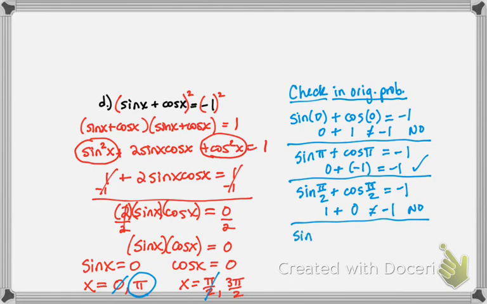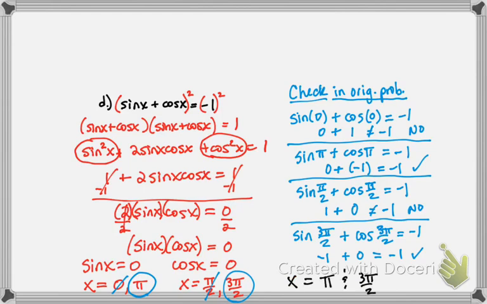So the last one is 3/2 pi. So I'm going to plug in the sine of 3/2 pi plus the cosine of 3/2 pi, and that does equal -1. So we have 2 solutions in this problem. Our final solutions for x are pi and 3 pi over 2. Those are the only 2 out of the 4 that work.